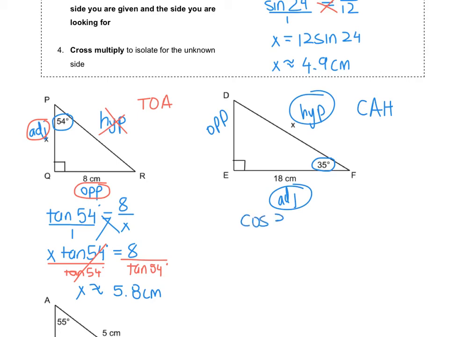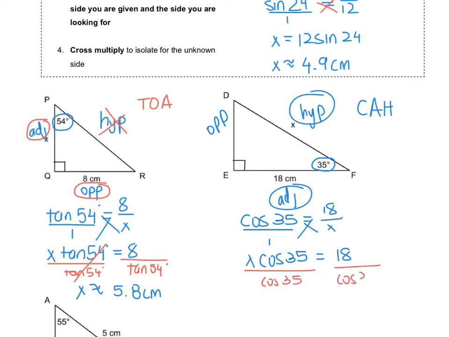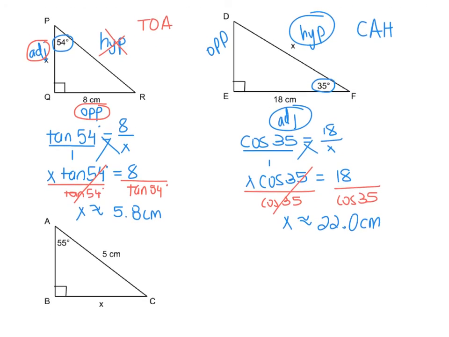All right, so cos 35 should equal adjacent 18 over hypotenuse x. We put cos 35 over 1, and then we cross multiply. So x times cos 35 equals 1 times 18, and then we can divide both sides by cos 35. And when we do that, on the left side, we're just left with x. And when you plug in 18 divided by cos 35, you should get approximately 22.0 centimeters.